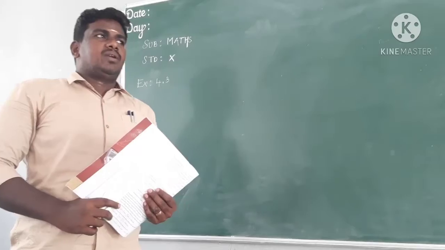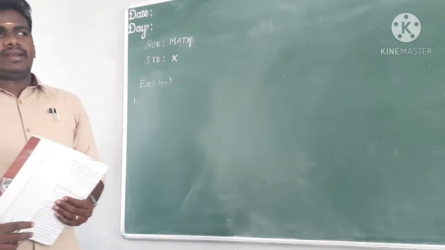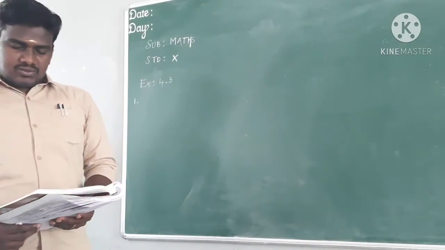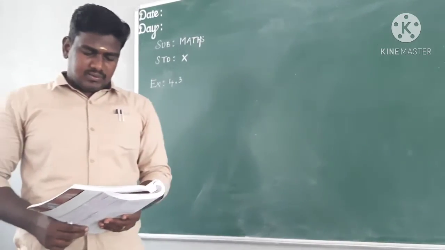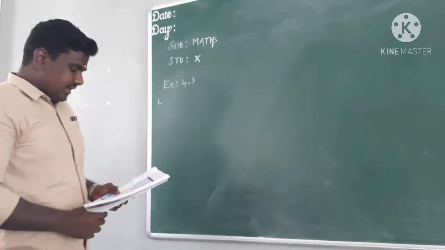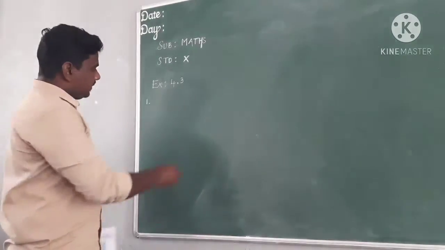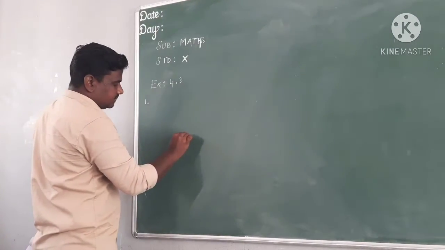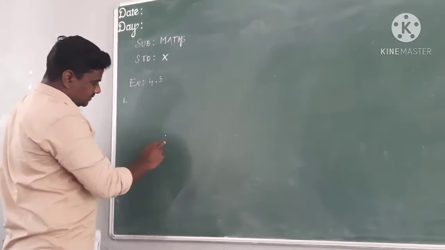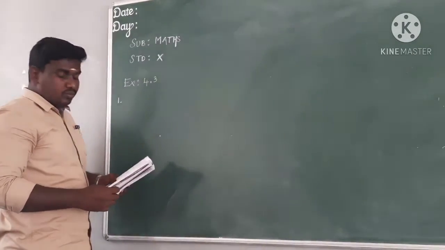Class. Today we are going to solve problems related to the Pythagoras theorem. Okay. So exercise number 4.3, question number 1. The question is, a man goes 18 meter due east. If you consider this is the position of the man, he goes 18 meter due east.